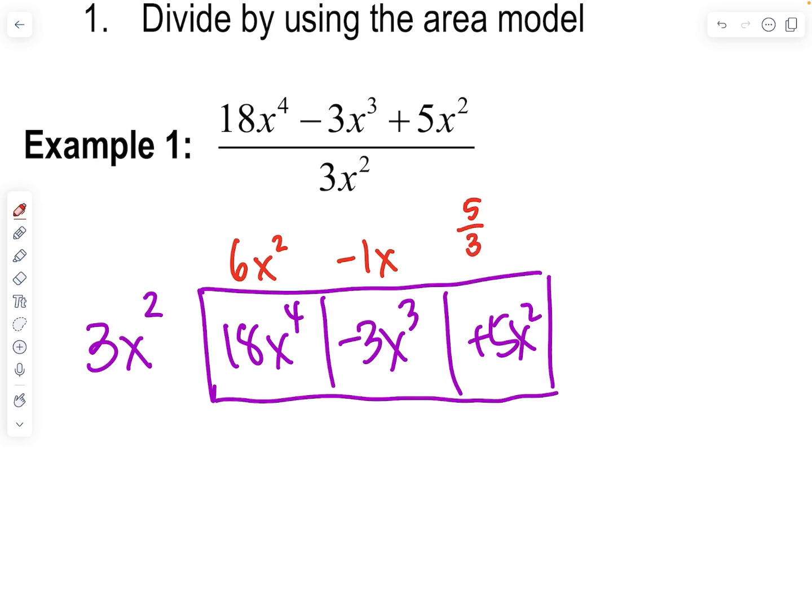So what I would do is just ask myself 5x squared divided by 3x squared. So that's where the 5/3 comes from. Okay, so that's my constant there. So therefore my answer in this case is going to be in the red, my quotient. So it's 6x squared minus 1x plus 5/3, like that.